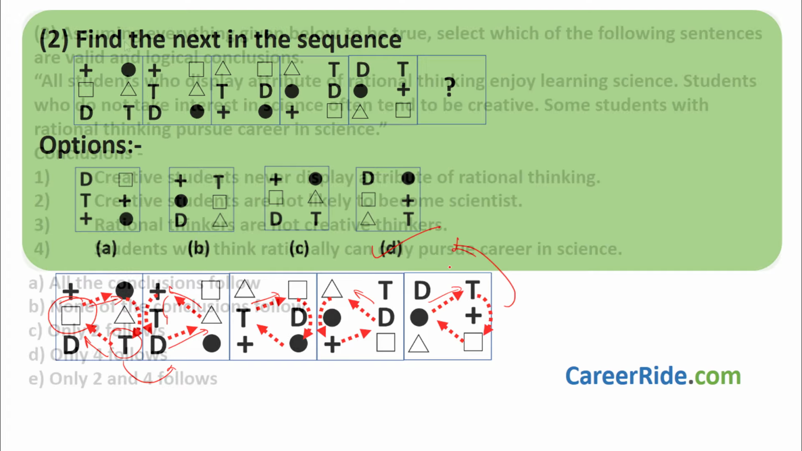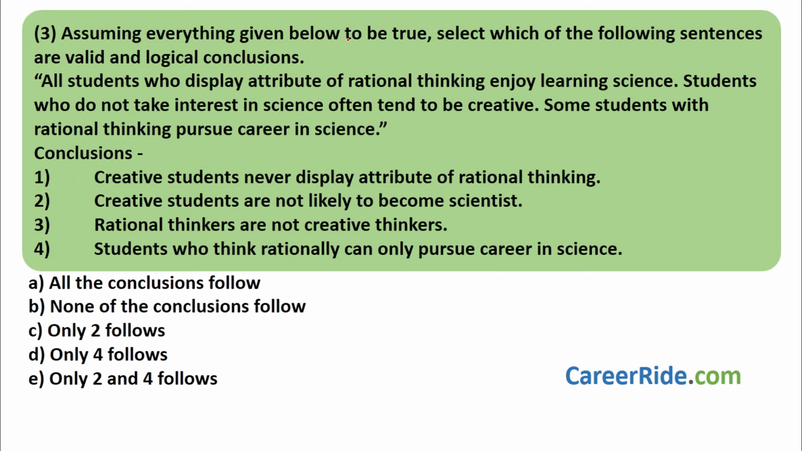Moving to the next question. Assuming everything given below to be true, select which of the following sentences are valid and logical conclusion. So it is a statement conclusion kind of sum. Take a look at the in-depth tutorial of statement conclusion on our YouTube channel and the website. Pause the video and read the question once again. We will jump directly to the conclusions and find the answer. Creative students never display attribute of rational thinking. This is very wrong because they just say that students who don't take interest in science, they often tend to be creative. That does not mean that creative students don't have rational thinking.